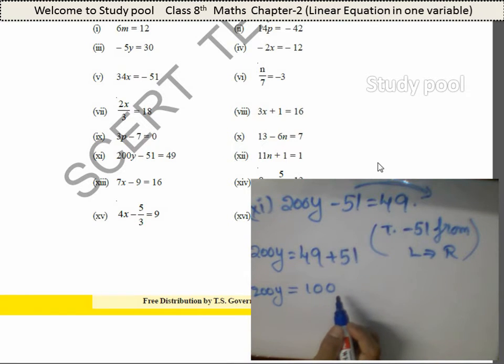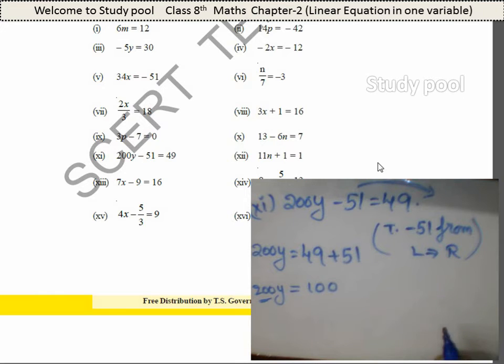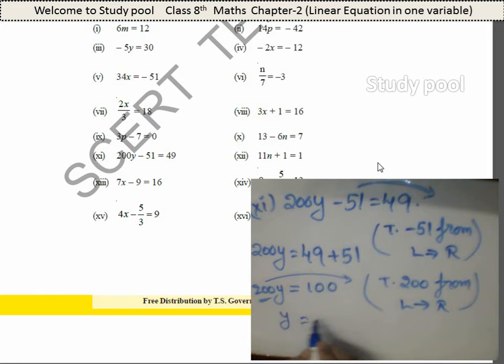Now what do we have to do again? Here see, 200 is there, no? So we have to transpose this 200 from LHS to RHS. So it will be y is equal to 100 by 200. Why are we writing 200 in the denominator? Because it is multiplied, no? So if it is multiplied, then we have to write it in the denominator. Now 100 ones are 100, 100 twos are 200, so we are getting 1 by 2. So the y value is equal to 1 by 2. Okay, we'll do the next one.